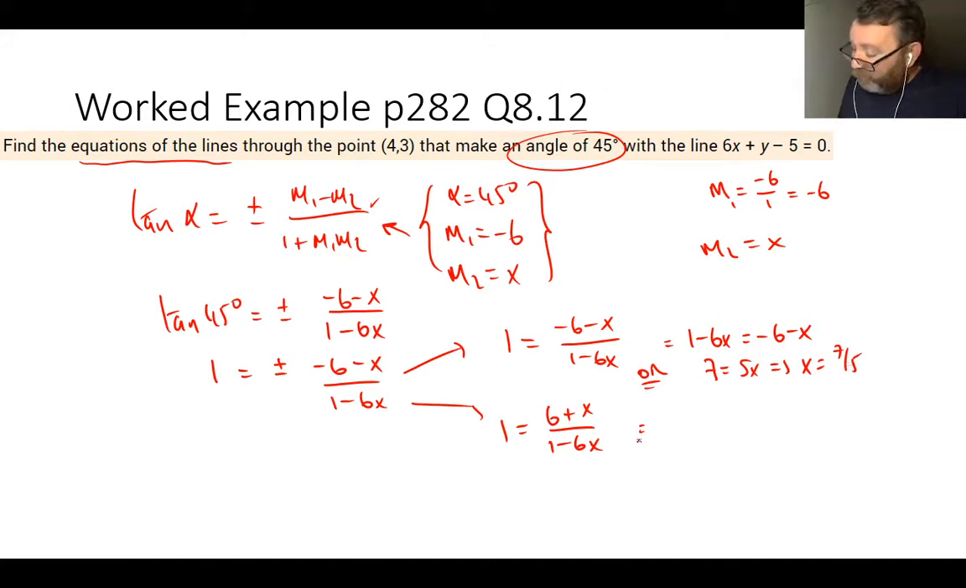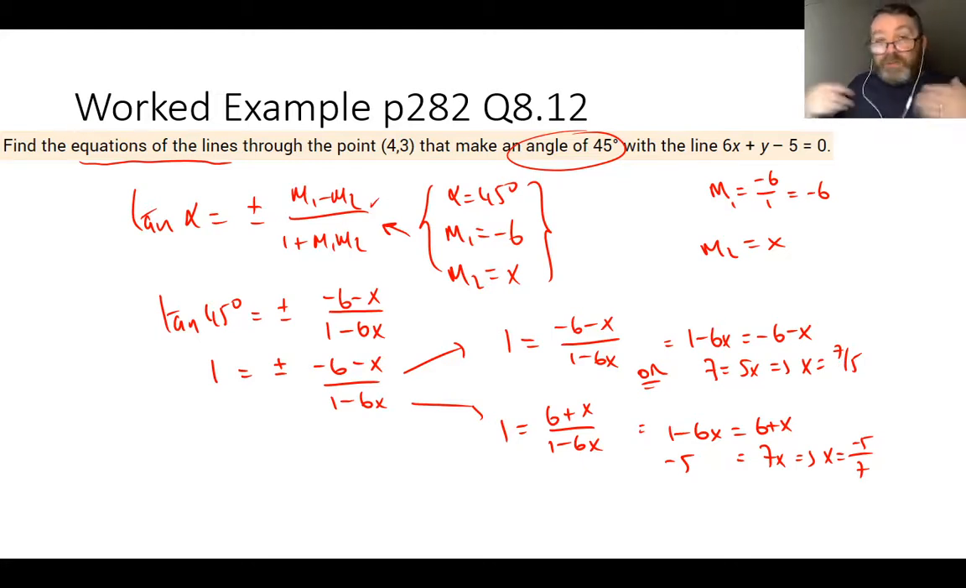Okay, second one. Clear the fraction again. 1 minus 6x equals 6 plus x. So in this case here, we're going to end up with 7x is equal to 1 minus 6, which is minus 5. So therefore x will be minus 5 over 7. Now, what are they? They're the slopes of the other two lines whose equations I want to find. So now, at least I know what their slopes are. So their slopes are 7 over 5 and minus 5 over 7.